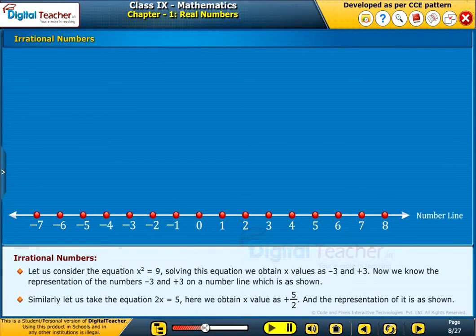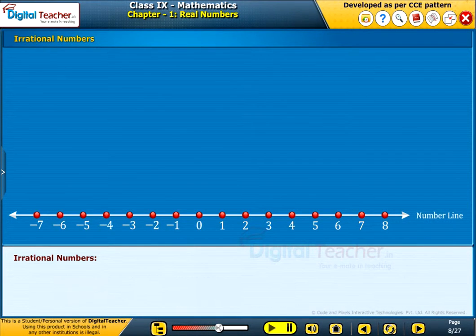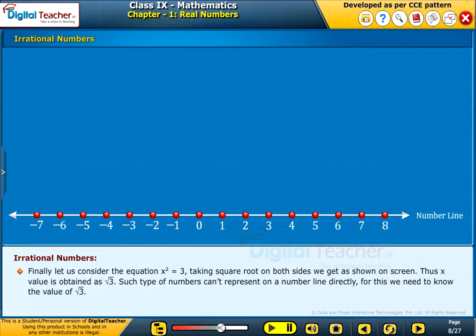Similarly, let us take the equation 2x equal to 5. Here we obtain x value as plus 5 by 2, and the representation of it is as shown. Finally, let us consider the equation x square equal to 3. Taking square root on both sides, we get as shown on screen. Thus, x value is obtained as root 3.